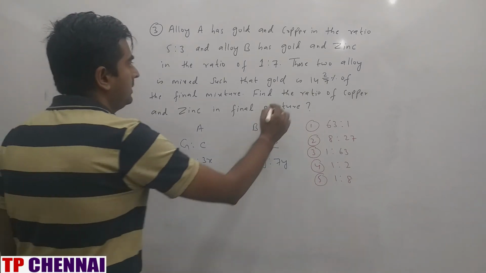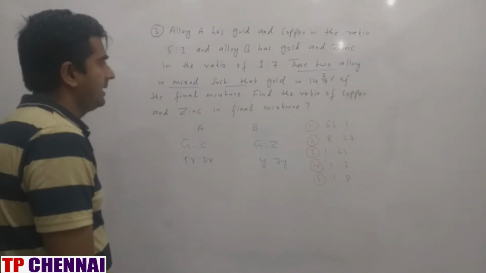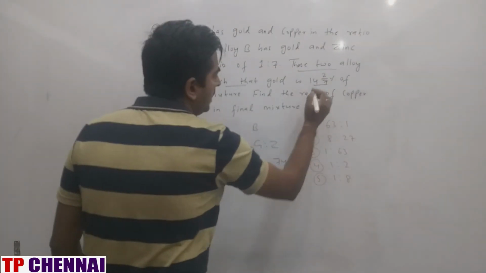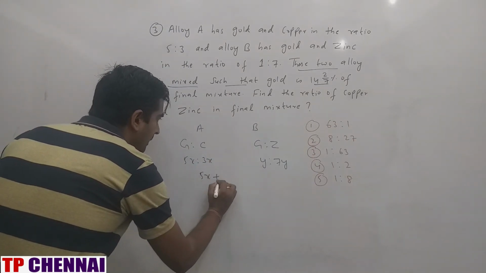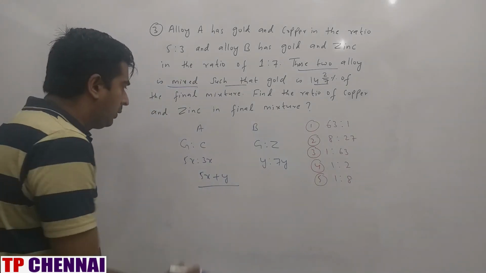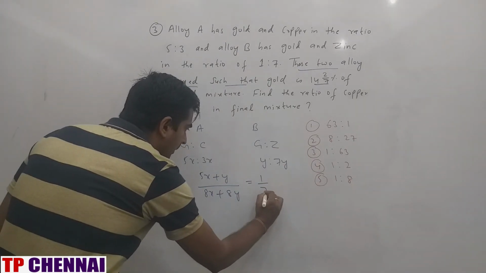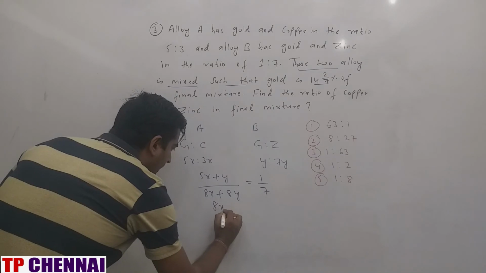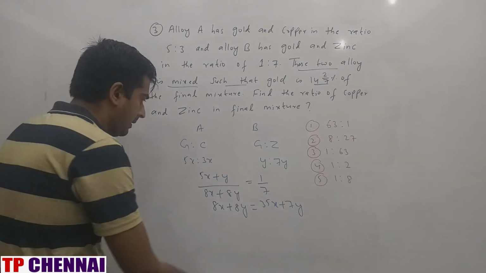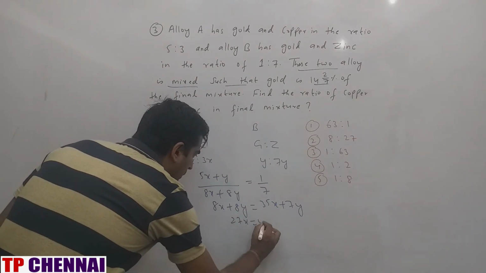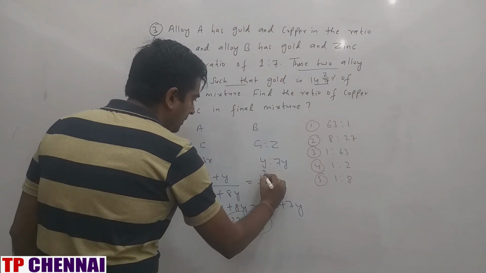Now these two alloys you are mixing such that gold is 14.2/7% of the final mixture. What is the fraction value of 14.2/7%? 1/7, right? I am mixing here, so gold only. So 5x plus y divided by the total, here 8x and here 8y, is nothing but 1/7. Do cross multiplication. 8x plus 8y is equal to 35x plus 7y. Transpose here. 27x is equal to y. So for y, just keep 27x here.